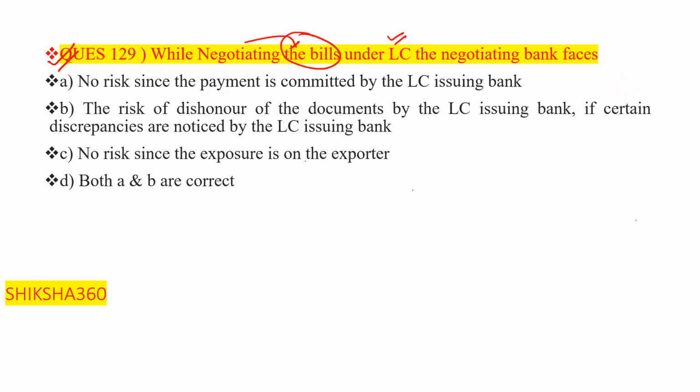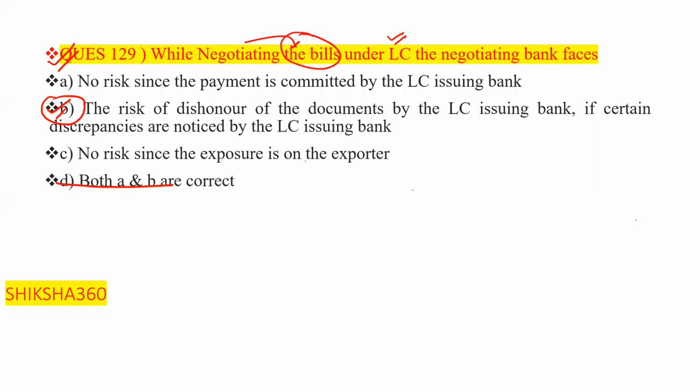Fourth one is both A and B are correct, clear? D is a contradictory answer, clear? In option A they say there is no risk, and in option B it says there is a risk. So this one is not the answer. The correct answer is option B, there is a risk, clear?